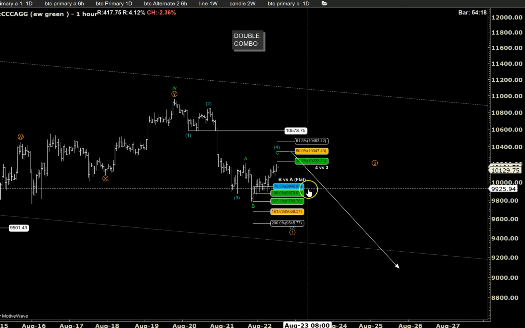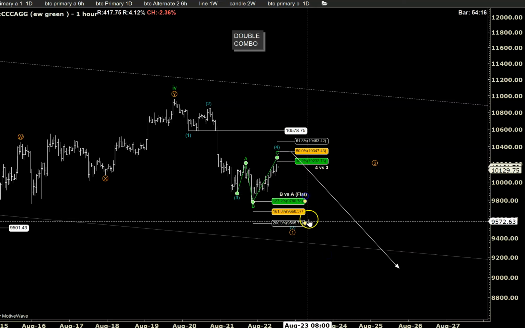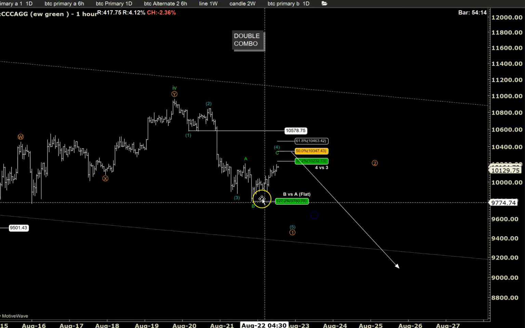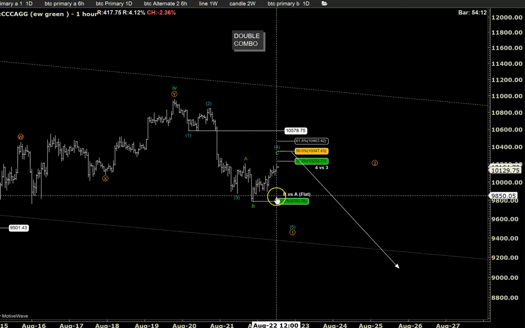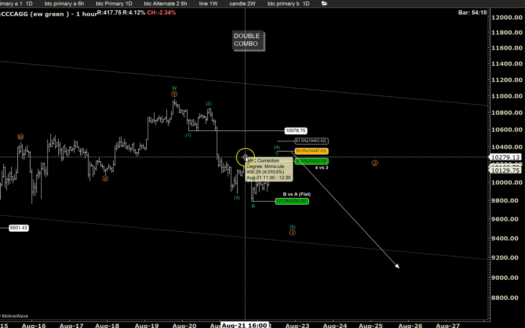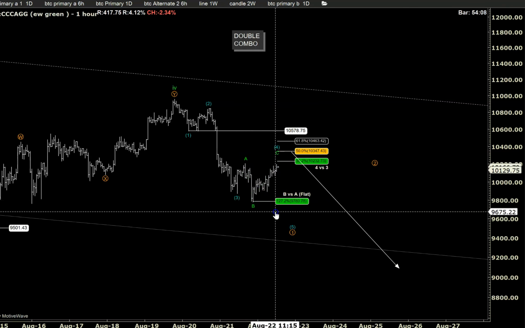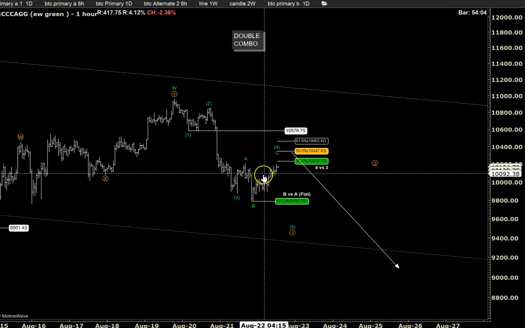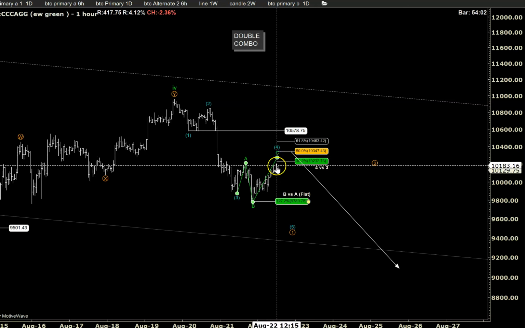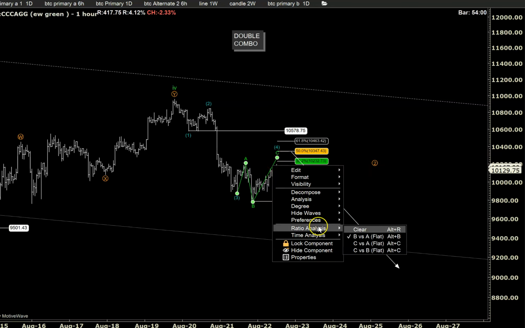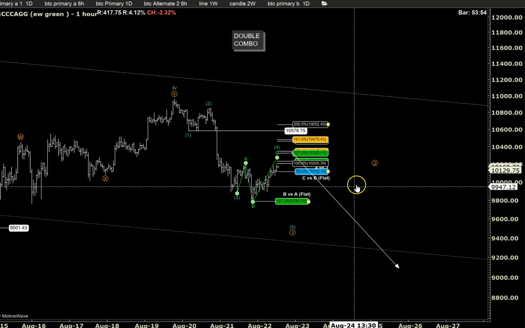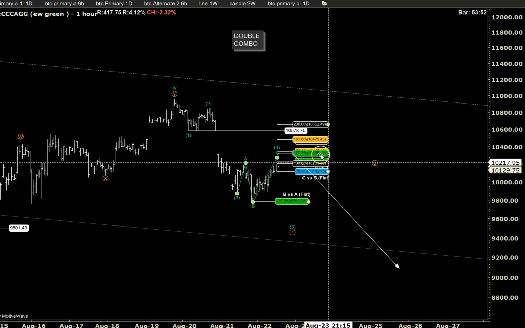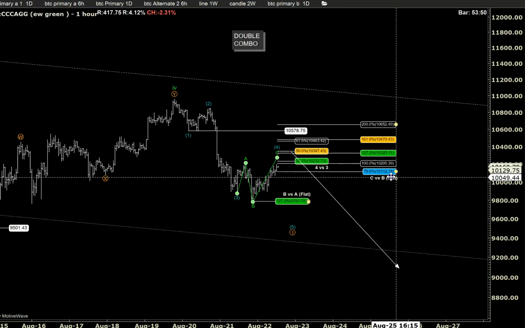You can see how we tapped exactly 127, which is the ideal extension for a B wave flat compared to A, 127.2. And now we're pulling back into this wave C. If this wants to go, I can also do an analysis here of C versus B. Here we go.